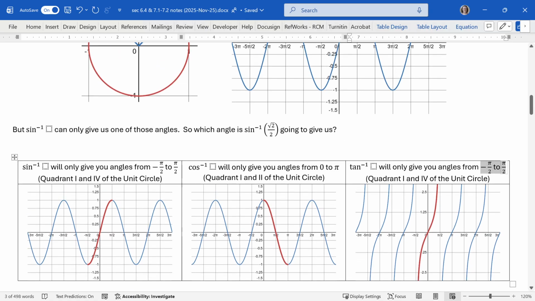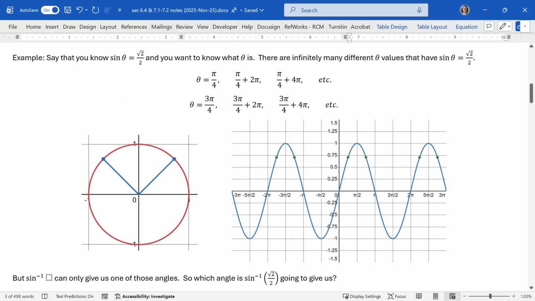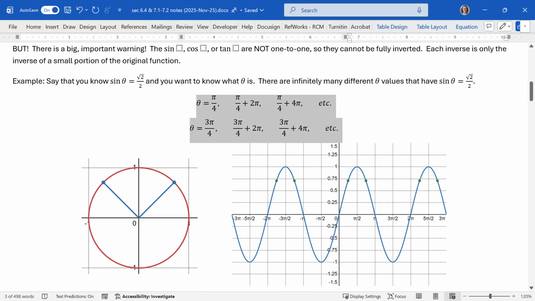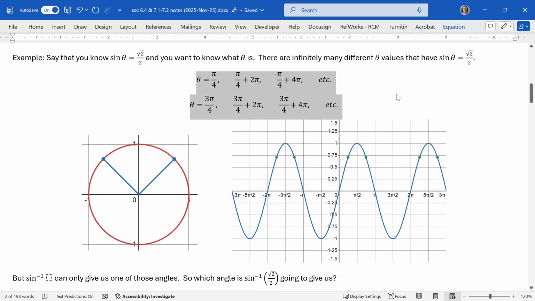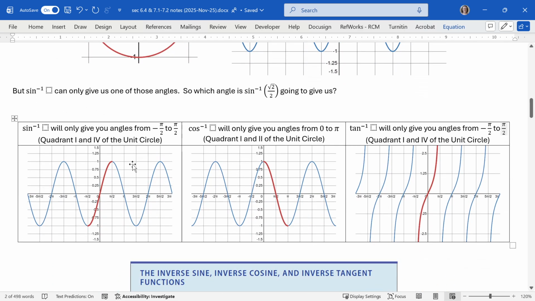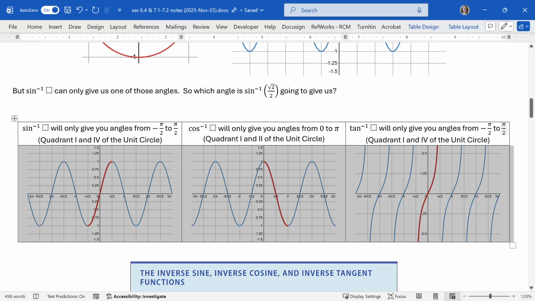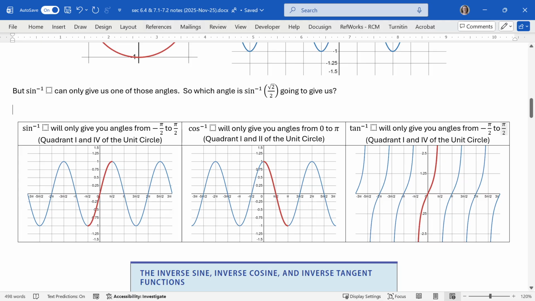Okay, but keep in mind, there were really infinitely many answers to the original question of what angle my trig function value came from. Sine inverse, cosine inverse, and tangent inverse can only give you one answer. So it's up to you as a human to be more intelligent than your calculator, and if you had some extra information about that angle, like if you knew that it was in a certain quadrant, then you have to use that yourself to work out what the original angle actually was.